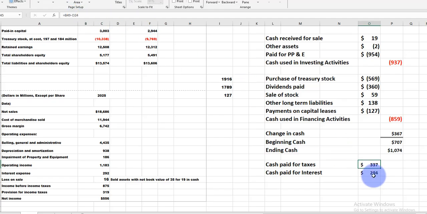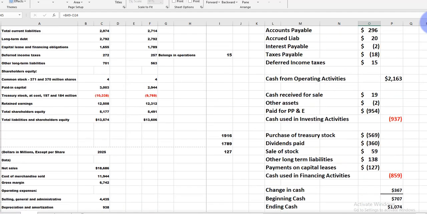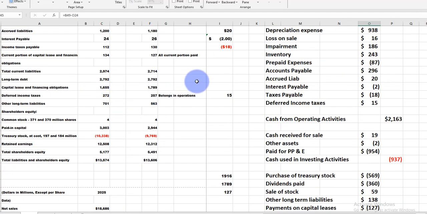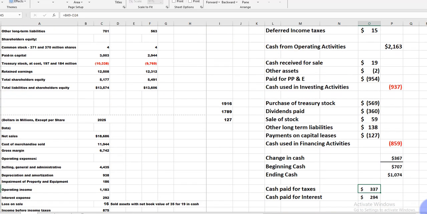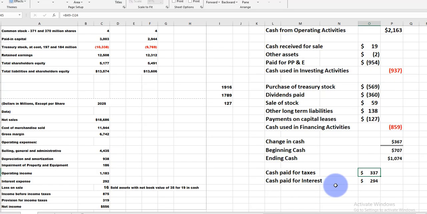And cash paid for interest, same thing. Take the interest expense and then adjust for the change in interest payable, which is only $2 up here. Notice that, okay? So those are your required disclosures.